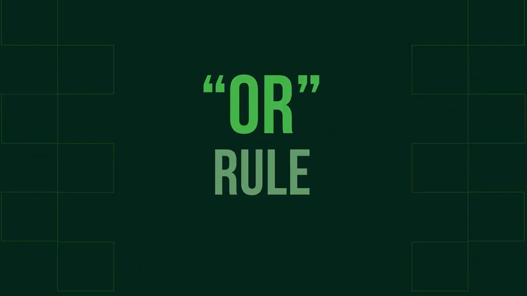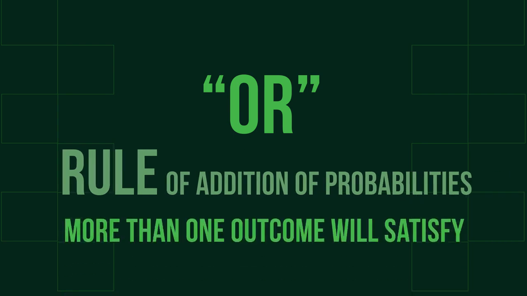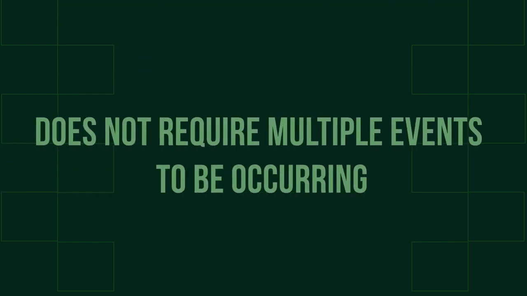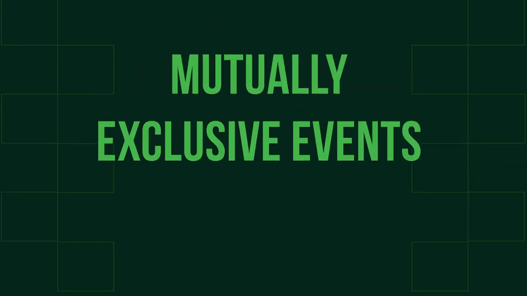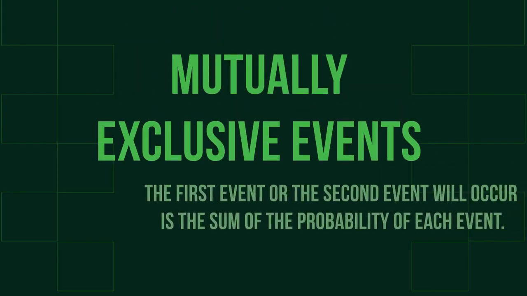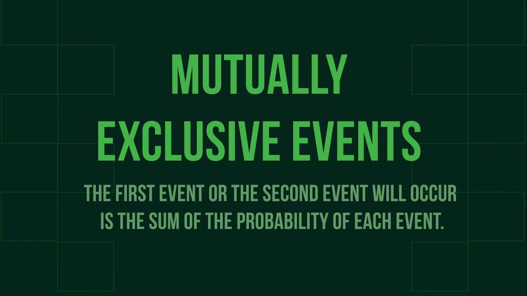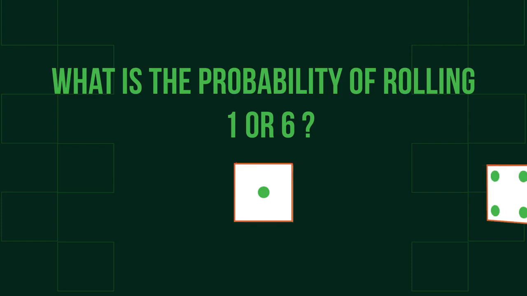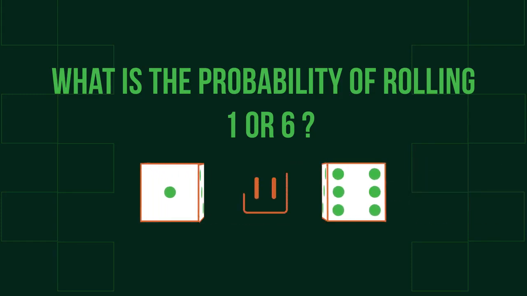This rule is based around the addition of probabilities when more than one outcome will satisfy. This rule does not require multiple events to be occurring, and is impacted by the exclusivity of the events. For mutually exclusive events, the probability that the first event or the second event will occur is the sum of the probability of each event. For example, if you roll a dice, what's the probability of rolling a 1 or a 6? Pause now if you want to have a go.